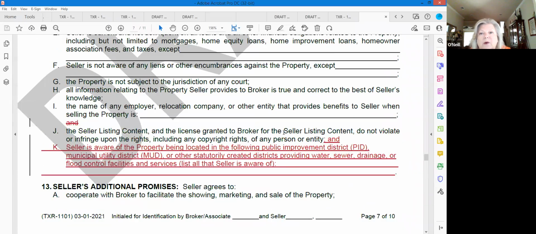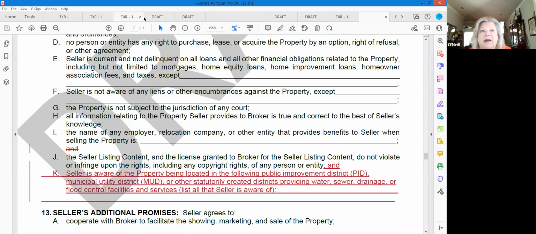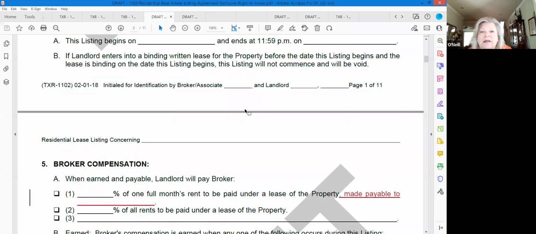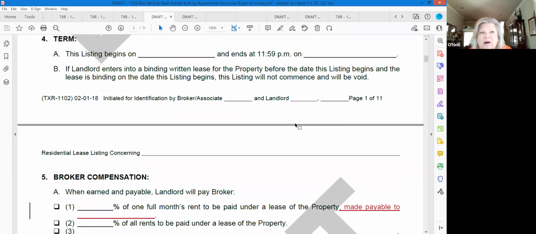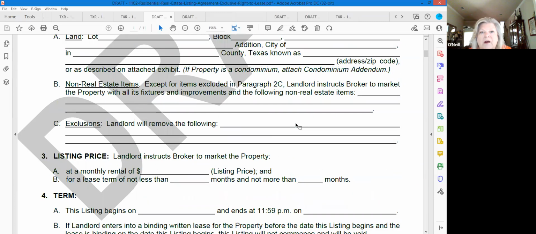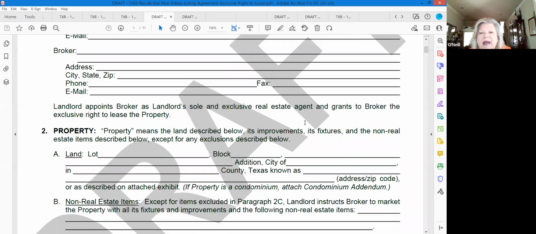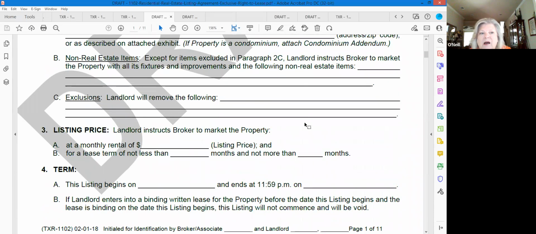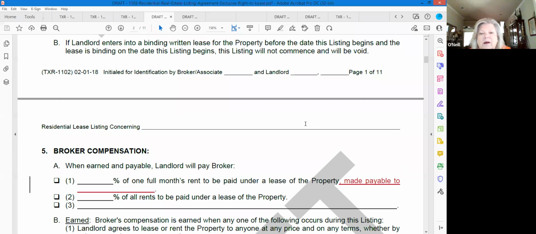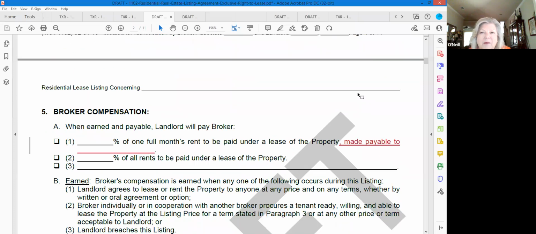Okay, so pretty straightforward as far as the draft on the listing for sale. Now on the listing for lease, we have a situation where they had to make some changes regarding the payments of the first month's rent, right? It's in another paragraph in this listing agreement, but apparently nobody reads.